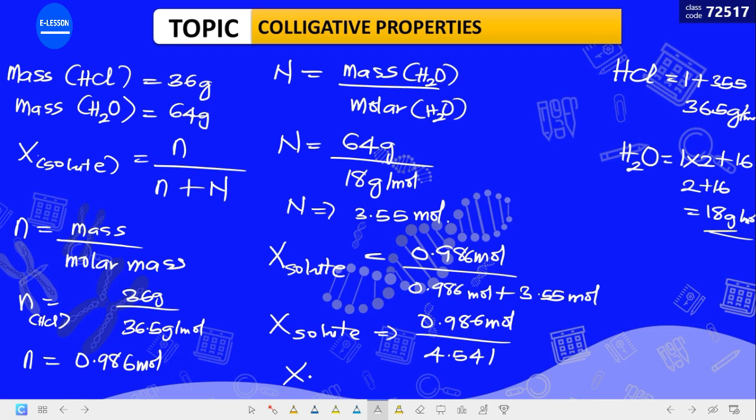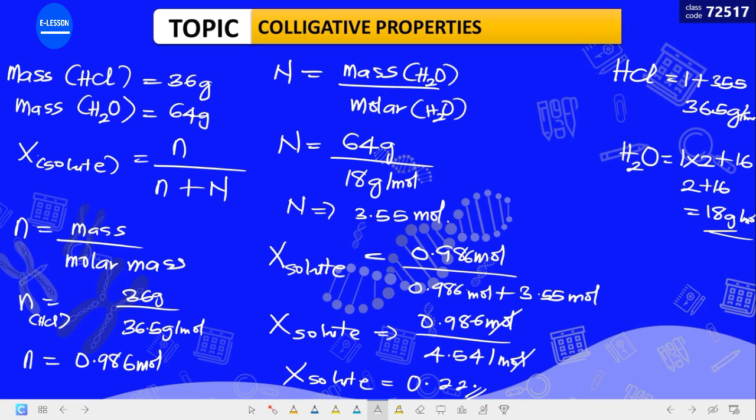So the mole fraction of the solute is equal to 0.986 divided by 4.541, and this will give us 0.22. Now it has no unit because when you add mole plus mole, this will give us mole. Mole cancels mole, so the mole fraction has no unit. So the mole fraction of the solute is 0.22. That's the mole fraction of the solute.